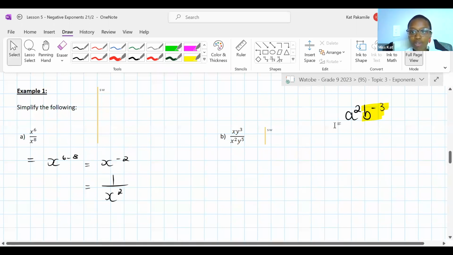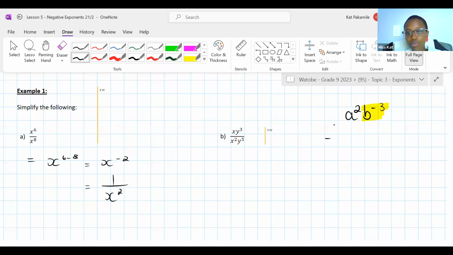So that's the one you move. So the a squared will stay in the numerator. And your b will go to the denominator. But when you move to the denominator, what happens to the exponent? It becomes positive. So it will be a squared over b cubed. Do you understand? Yes. Did I answer your question? Yes. Wonderful. There we go.